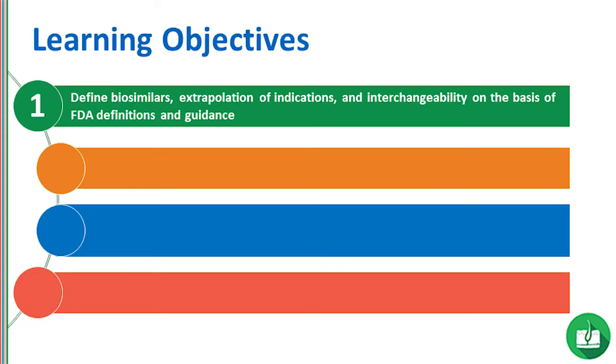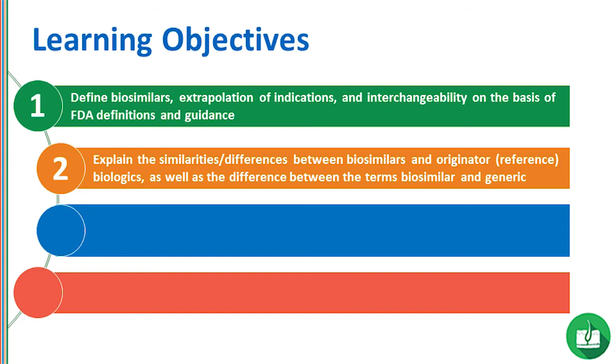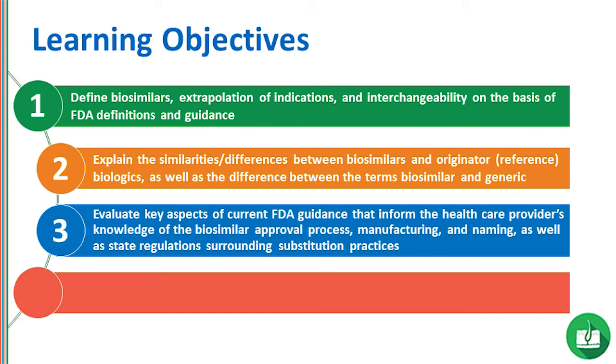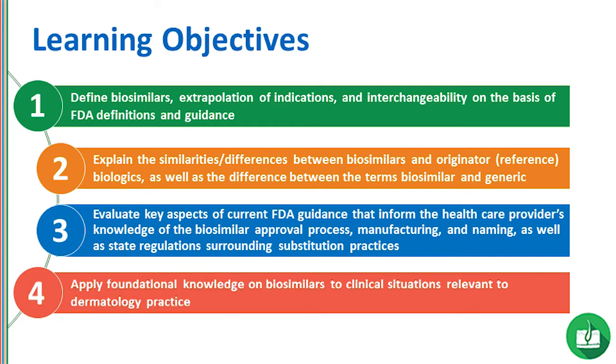In regards to the learning objectives for this session, 1, we want to be able to define biosimilars, extrapolate the indications and interchangeability on the basis of FDA definitions and guidance. 2, explain the similarities and differences between biosimilars and originator or reference biologics, as well as the differences between the terms biosimilar and generic. 3, evaluate key aspects of the current FDA guidance that inform the healthcare provider's knowledge of the biosimilar approval process, manufacturing, and naming, as well as state regulations surrounding substitution practices. And 4, apply foundational knowledge on biosimilars to clinical situations relevant to dermatology practice.